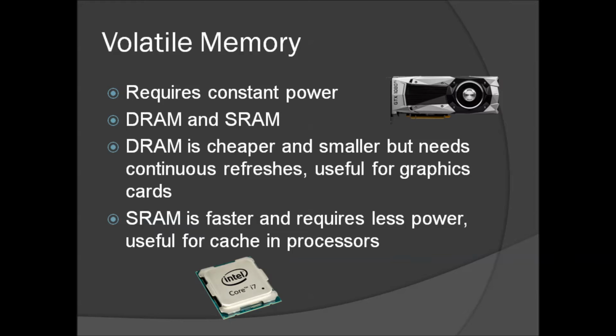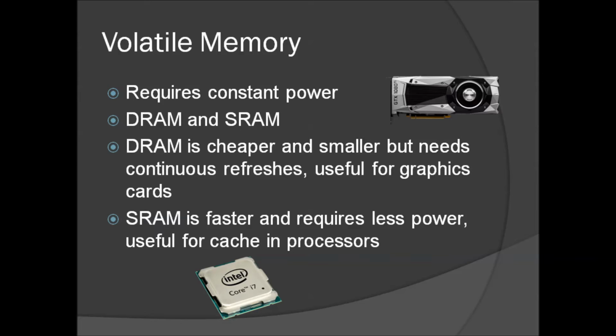There are two types of memory: memory that requires constant power, known as volatile memory, and memory that does not require constant power, known as non-volatile memory. As its name suggests, volatile memory is only stored temporarily, as long as power is supplied to the device. The two main types of volatile memory are dynamic random access memory, or DRAM, and static random access memory, or SRAM. DRAM is cheaper to produce and also requires less area, but necessitates continuous refresh cycles. This is useful for devices such as graphics processors where a very large amount of memory is required.